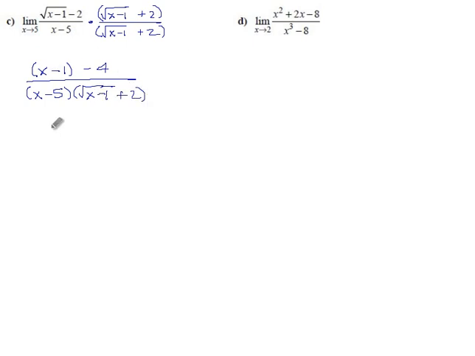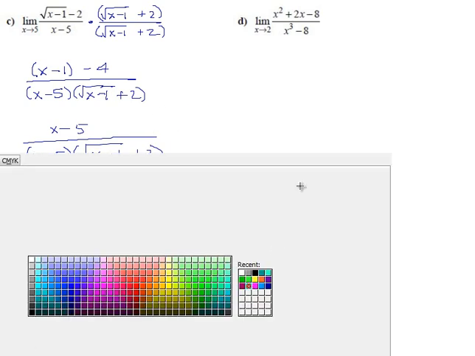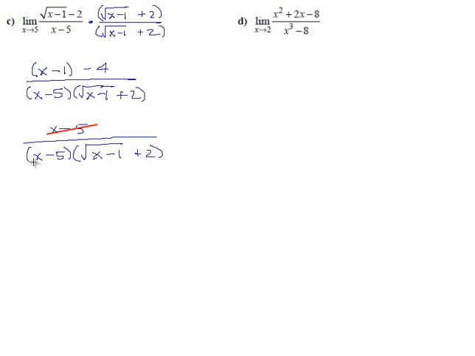And look at that. In the numerator, we get an x minus 5, which is lovely to see. That will cancel the x minus 5 in the denominator, which was our trouble spot. So the x minus 5's drop out, and our new expression is 1 over root x minus 1 plus 2.